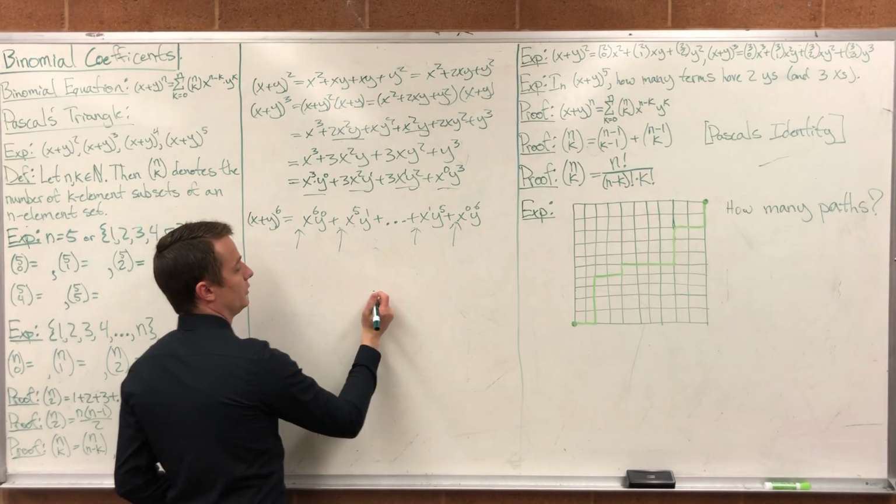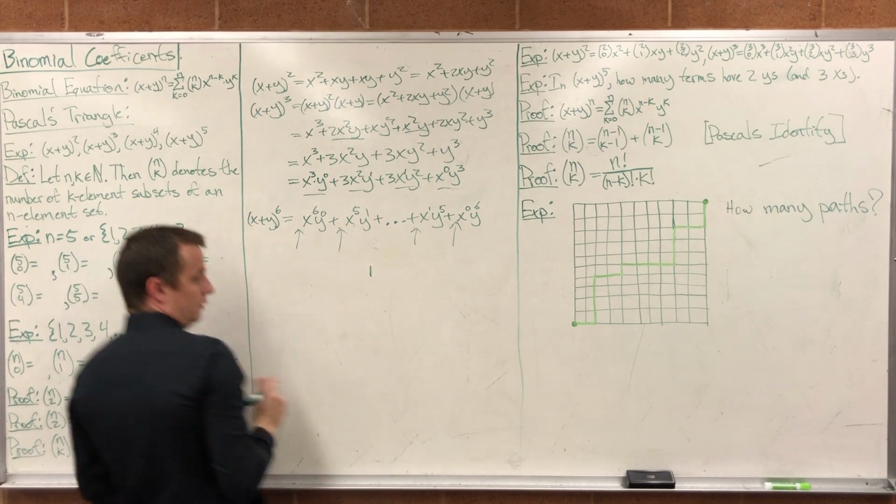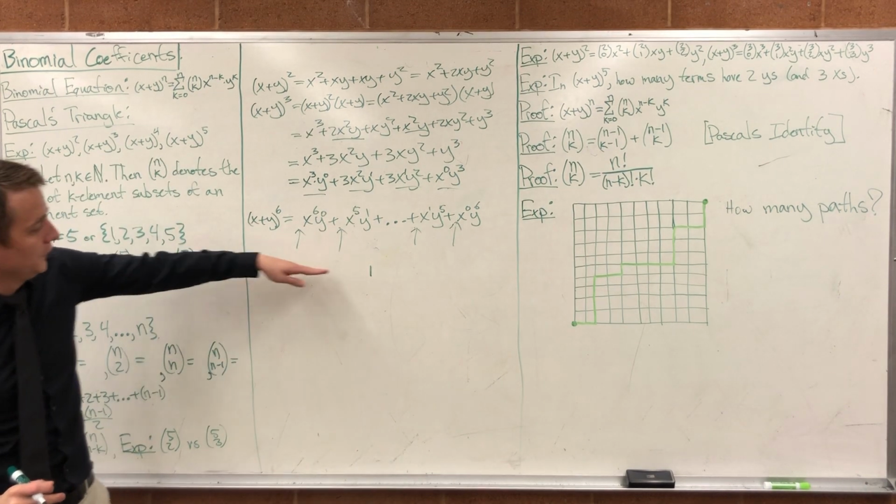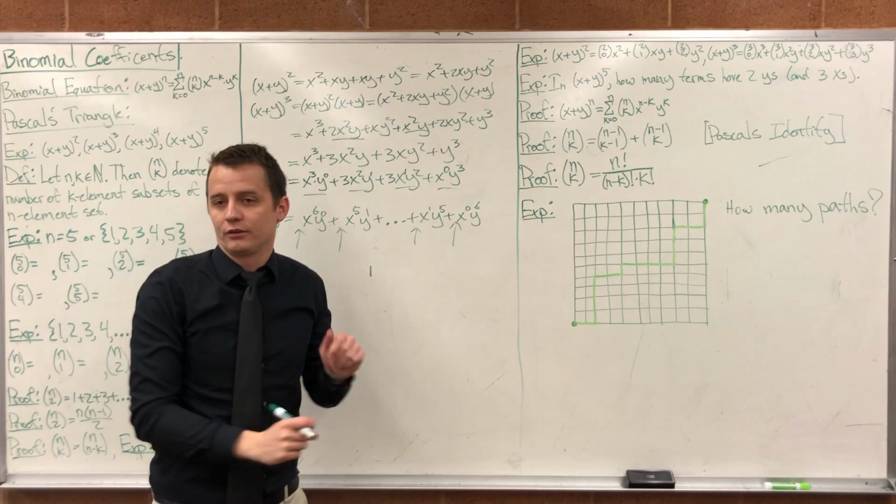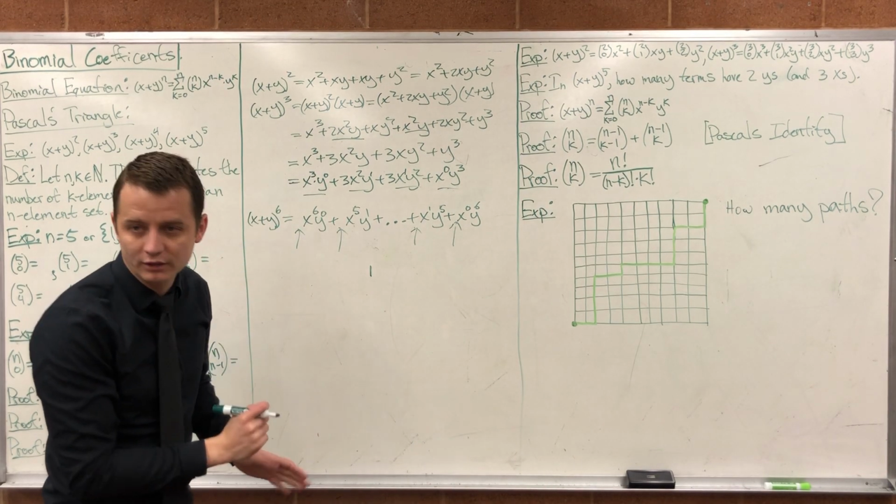So Pascal's triangle, we start by drawing a 1. Now we imagine that there's an infinite number of zeros to the left and an infinite number of zeros to the right, with a 1 right there, okay?